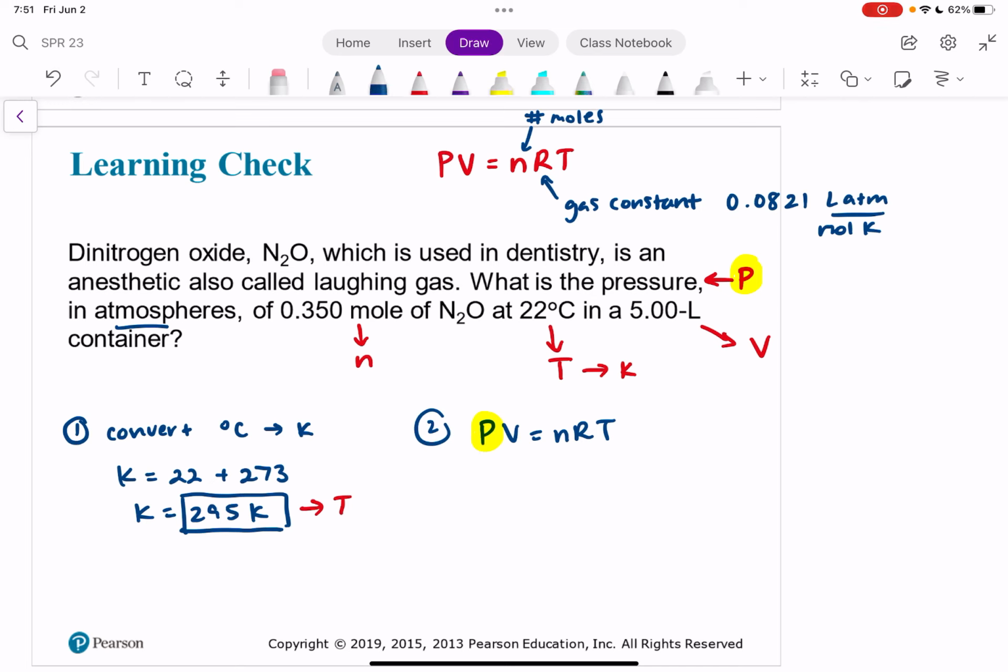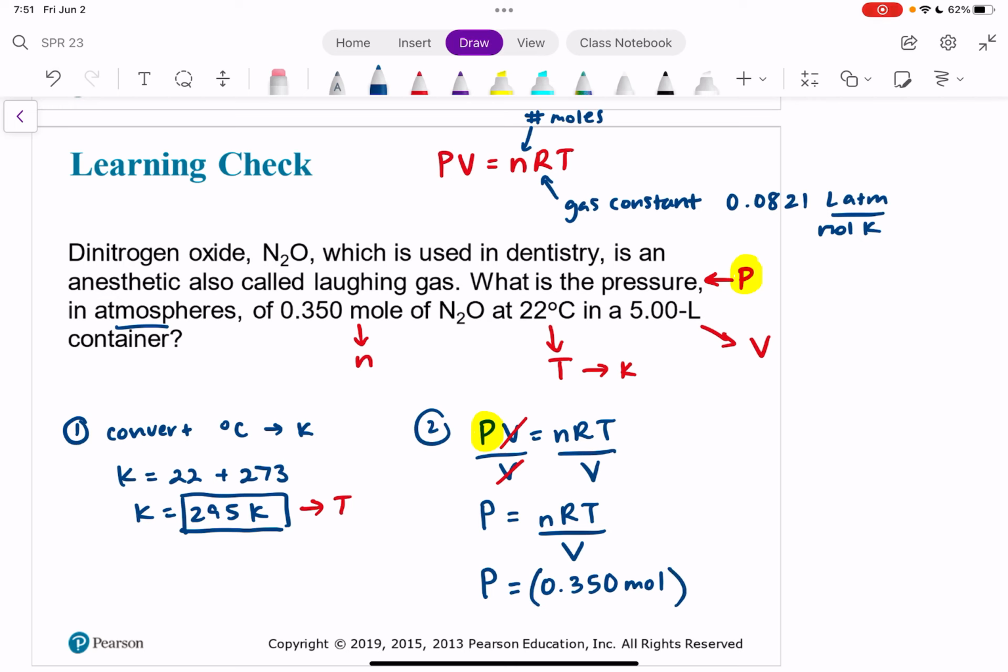Okay, so we want that alone. So let's go ahead and divide both sides by V, volume. That should be a capital V. It looks a little bit like a lowercase v. Okay, so P equals nRT over V. All right, so now we can go ahead and plug in those values. We've got 0.350 moles.